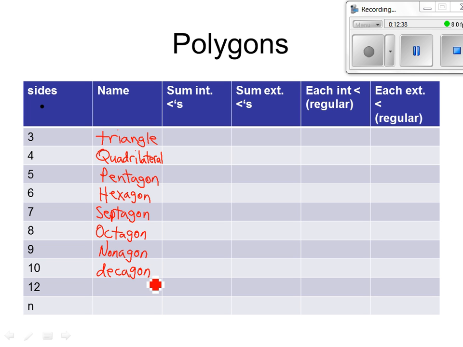Notice I skipped 11 here because we don't have a special name for 11. Right, it's an 11-gon. Does anybody remember what a 12-sided is? Dodecagon, very good. How about an n-sided? N-gon.